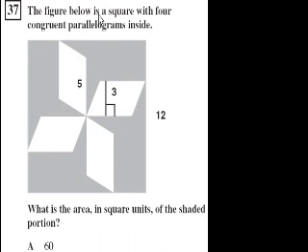37. The figure below is a square with 4 congruent parallelograms inside. This looks interesting. What is the area in square units of the shaded portion? So the shaded portion is the whole square minus the area of the parallelograms. So the whole square, that's easy. The height is 12, but since we know it's a square, we know the width also has to be 12. Right? So the area of the whole square is 144.